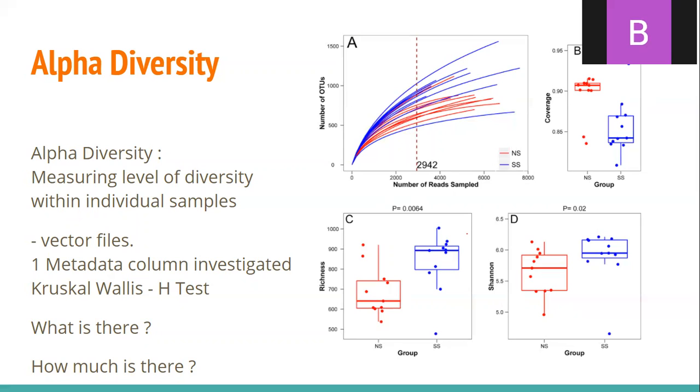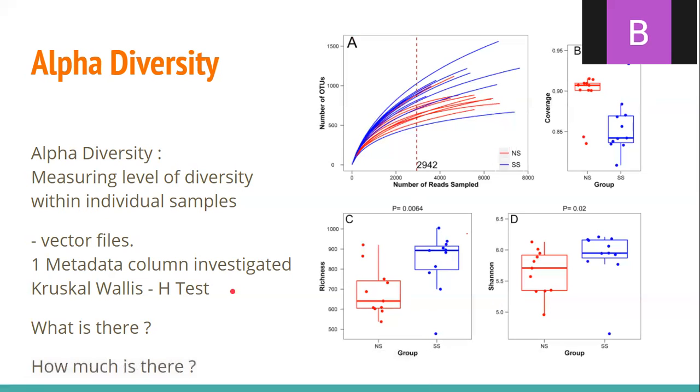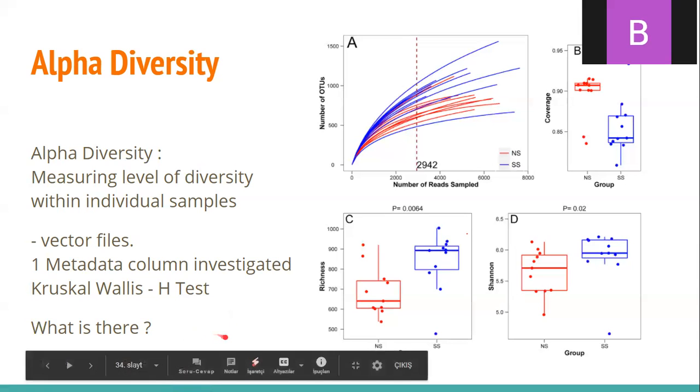For alpha diversity here, the Kruskal-Wallis H test has been used. It's basically the one-way non-parametric ANOVA test for bioinformatic analysis. It is used for comparing the means of groups, with more than 3 groups compared to each other. The alpha diversity answers the question of what is there and how much is there.